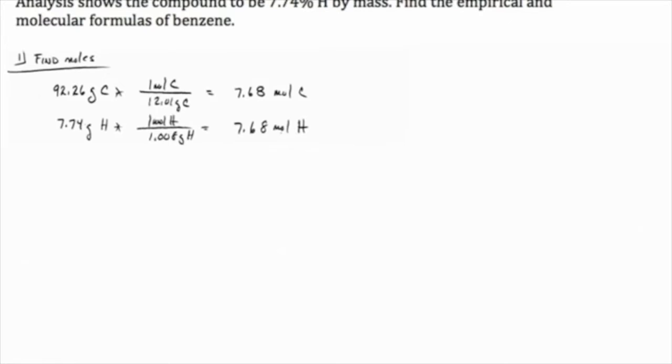The first step is to take what you're given in the problem and find the number of moles of each element in the compound. The given is 7.74% hydrogen by mass, which means 92.26% must be carbon. If we assume that we have a 100 gram sample of this compound, then 7.74% hydrogen would be 7.74 grams of hydrogen. The same would be true for carbon. 92.26% carbon is 92.26 grams of carbon. Using the molar mass, convert each of these to the number of moles.